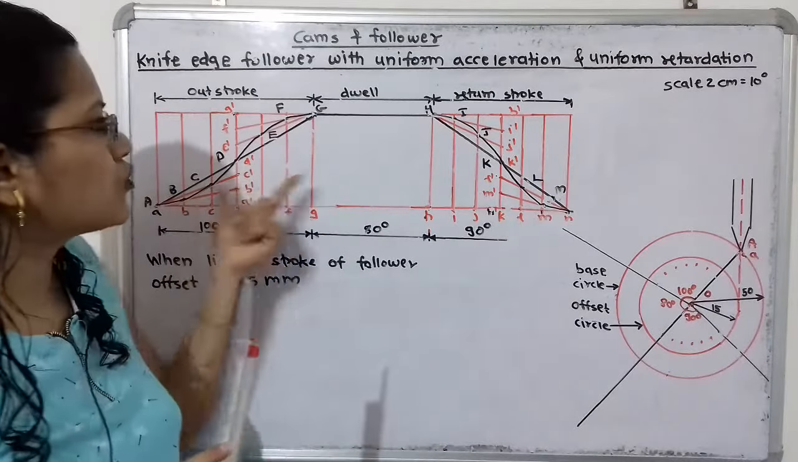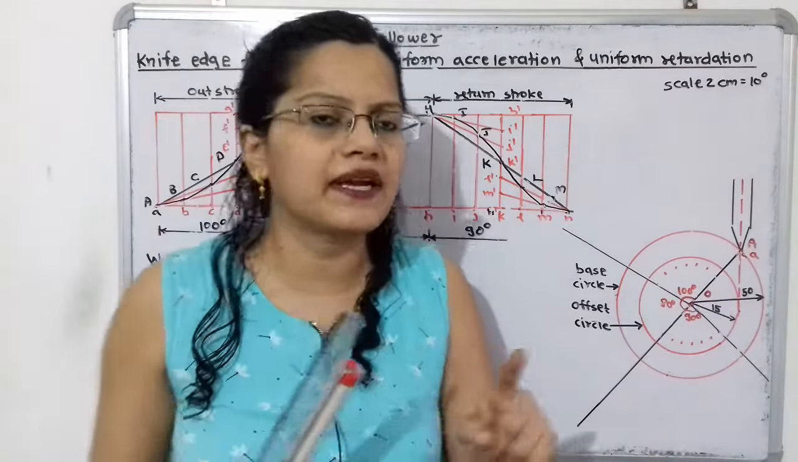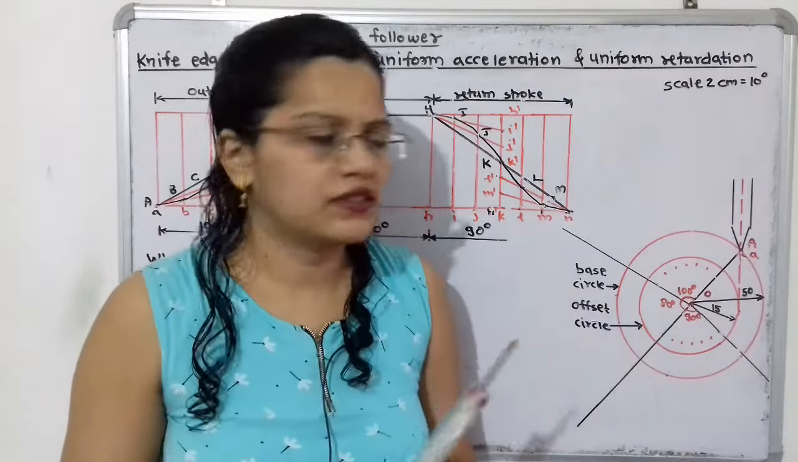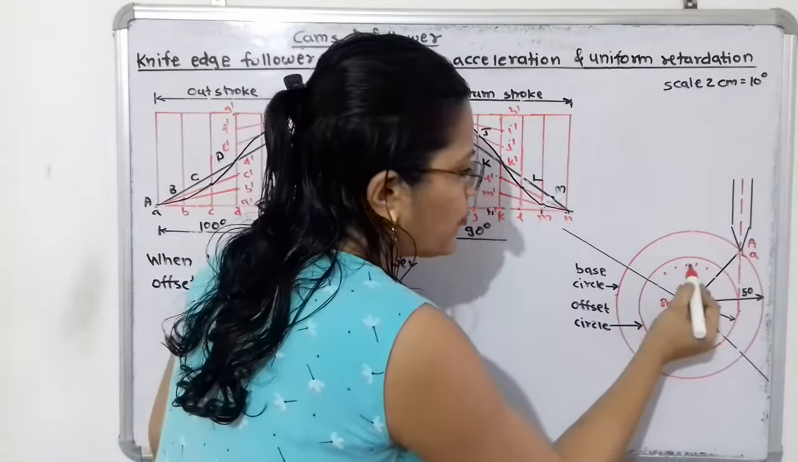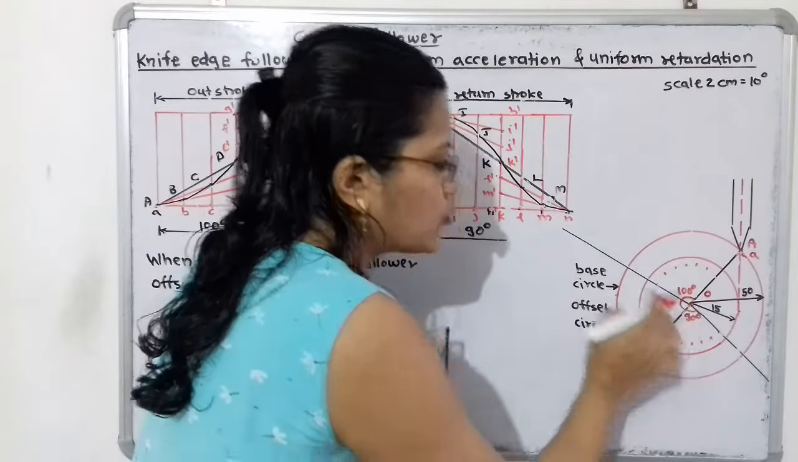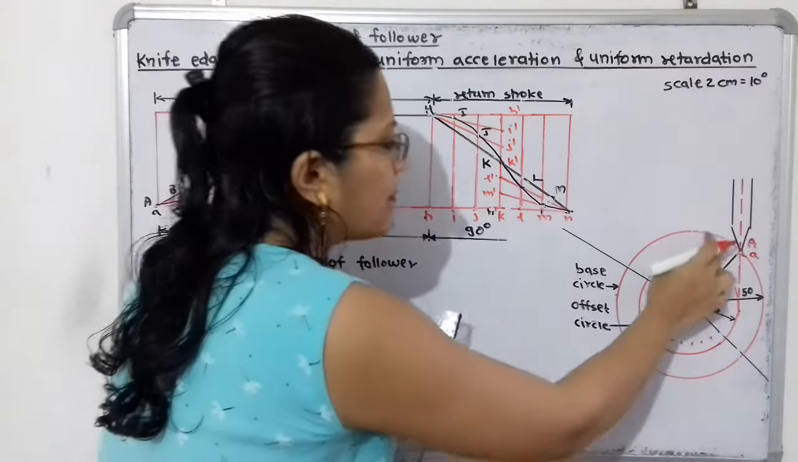So for the outstroke and return stroke, we have to make the equal number of parts as made in the displacement diagram, that is 6 equal parts. So here I have selected the points which are the number of equal parts for the outstroke and also the return stroke. Now we have to locate the points on the base circle.